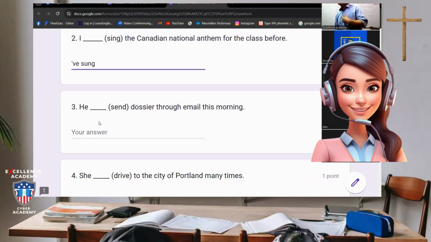Number 3, he sent a dossier through email this morning. So what's the contraction here? It's He's, and the verb, sent. He sent. Okay, everybody say, hey, listen guys, write this down. This is some interesting vocabulary, which I'm going to share with you. So take some notes. So how do you say expediente? You say dossier.